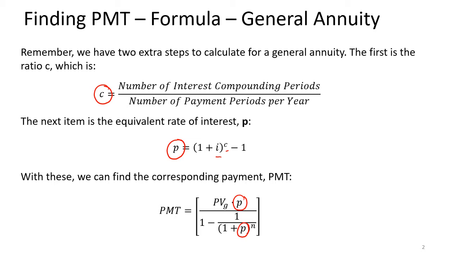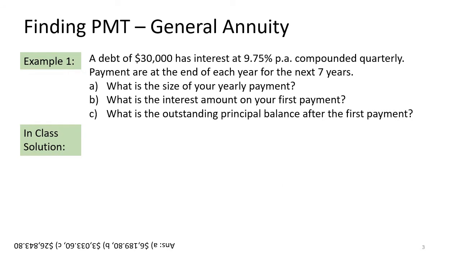So our first example, a debt of $30,000 has interest at 9.75% per annum compounded quarterly. Payments are at the end of each year for the next 7 years. So we have three parts here. Part A is what is the size of your yearly payment. Okay. Part B, what is the interest amount on your first payment? And part C, what is the outstanding principal balance after the first payment?